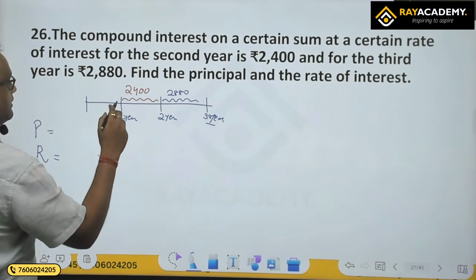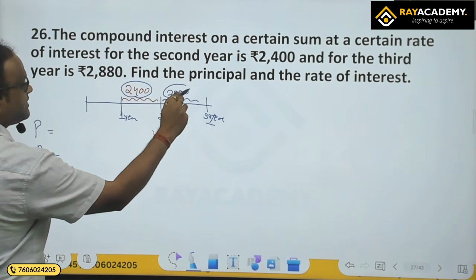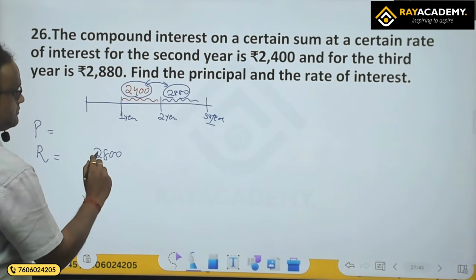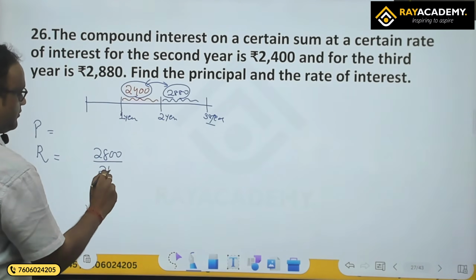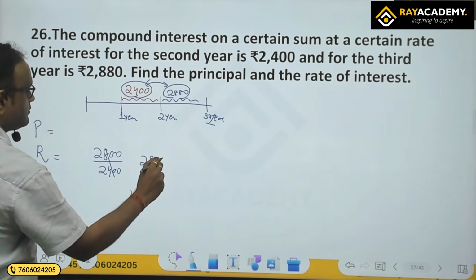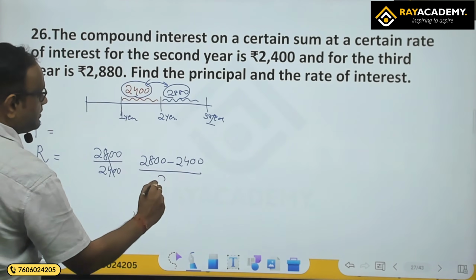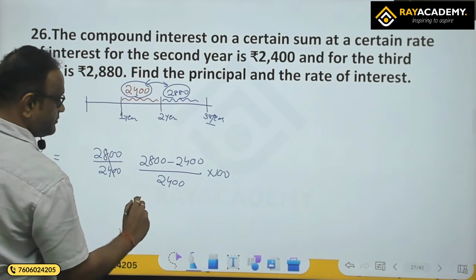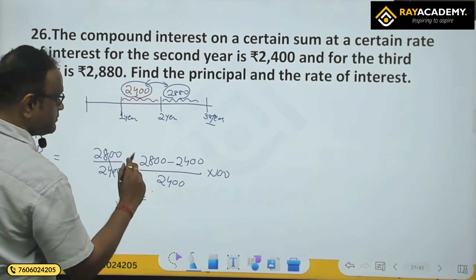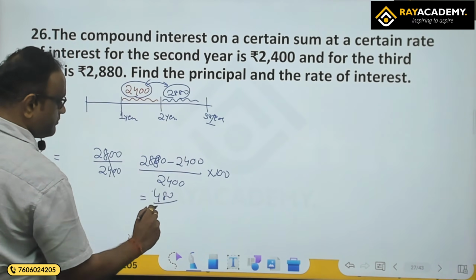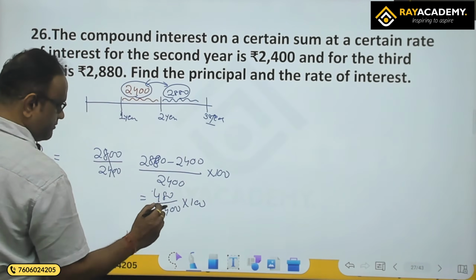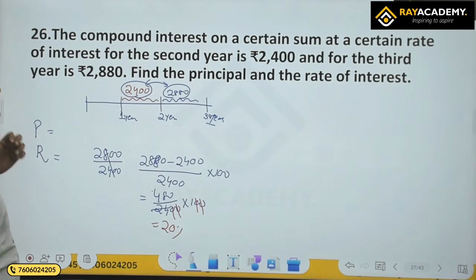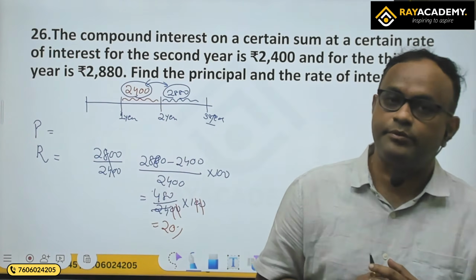Your rate of interest: from 2400 to 2880, how much percentage increase do you see? 2880 minus 2400 divided by 2400 into 100. This is the percentage increase from 2400 to 2880. So this is 480 by 2400 into 100. Cancel out, you are getting 20%. That means your interest is growing at 20%, so your rate of interest for the compound interest is also 20%.